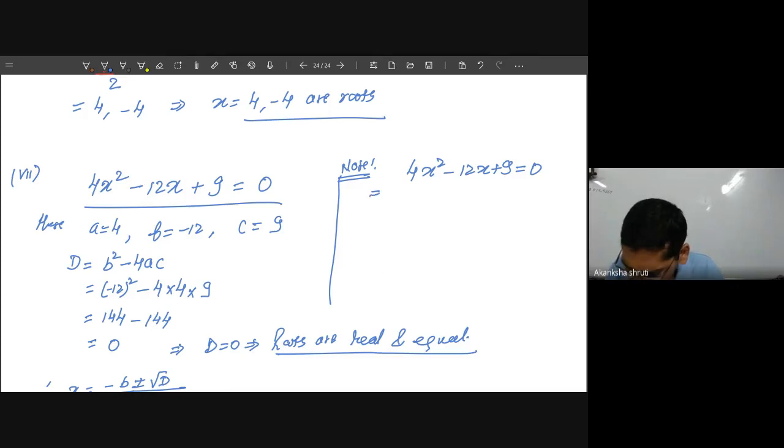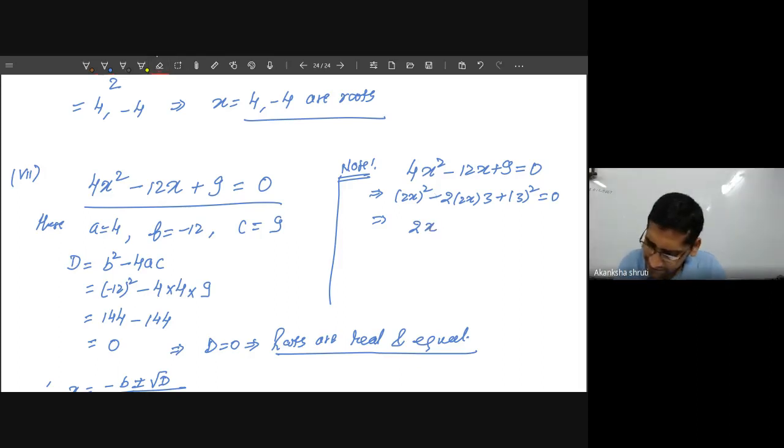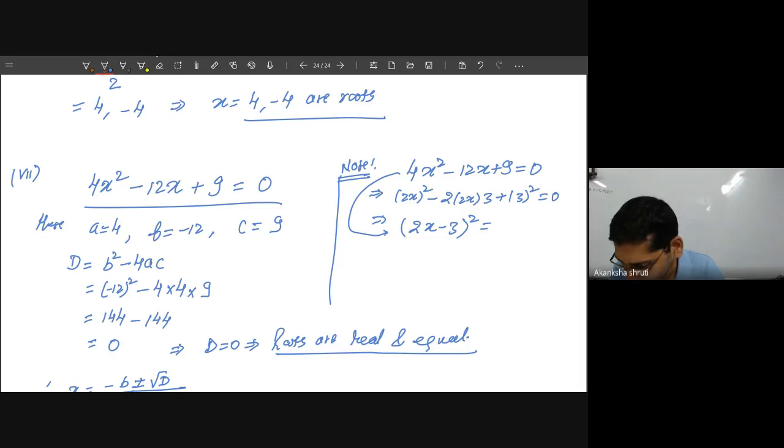So write this, it means it is like our (2x)² + 2 × 2x × 3 + 3² = 0. Means here we are getting it, it is in negative, so there will be a minus sign in between a and b, so it is (2x − 3)² = 0. So this way this is a perfect square equation.